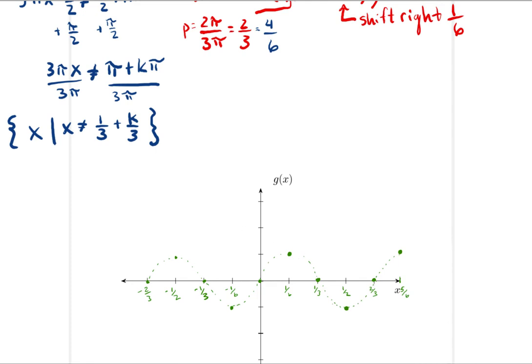So I know that's my vertical asymptote. So is that. And then, of course, I'm going to have one right on the y-axis, which I'm not going to actually draw in there.